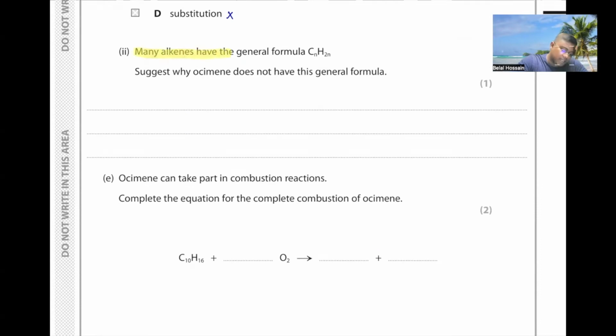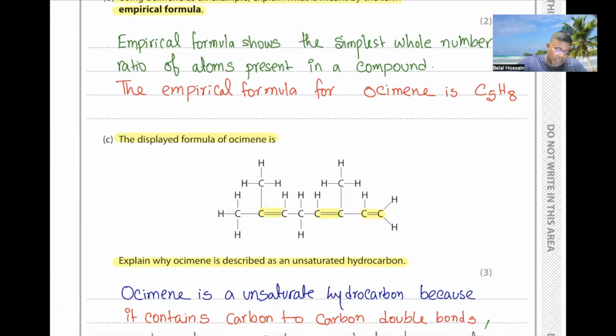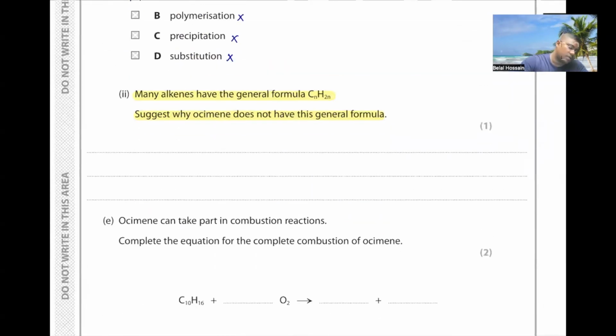Many alkenes have the general formula CnH2n. Suggest why ocimene does not have this general formula. Because in ocimene we can see that there is more than one carbon-carbon double bond. If a particular alkene compound has more than one carbon-carbon double bond, it cannot match the general formula CnH2n.